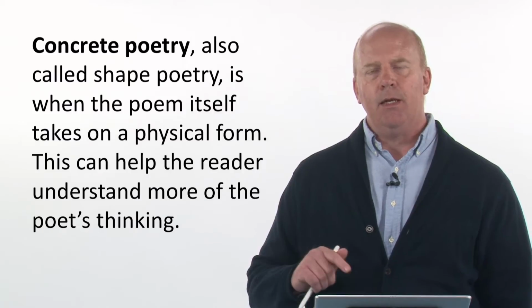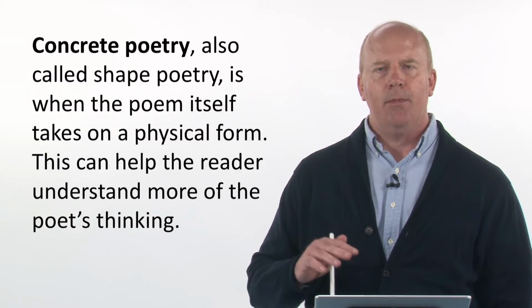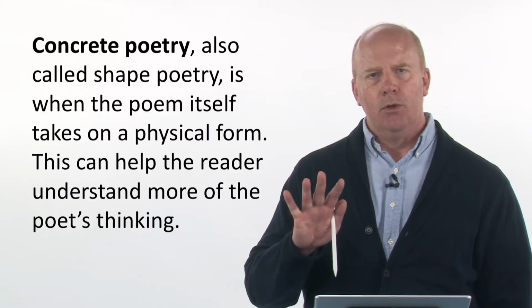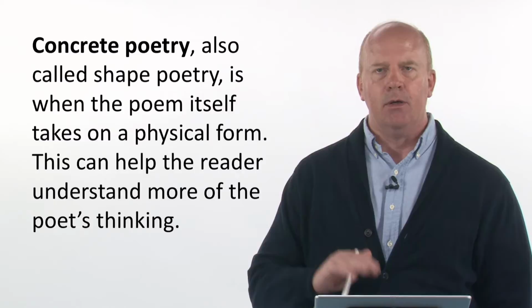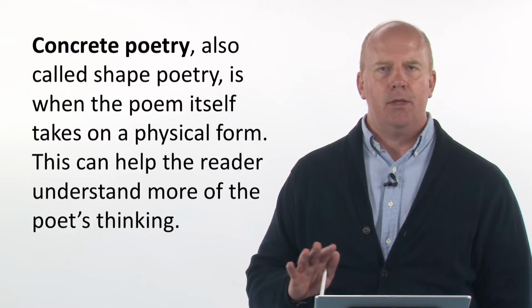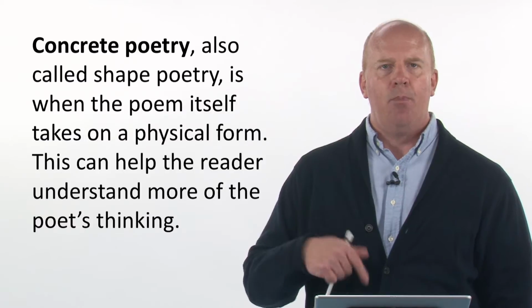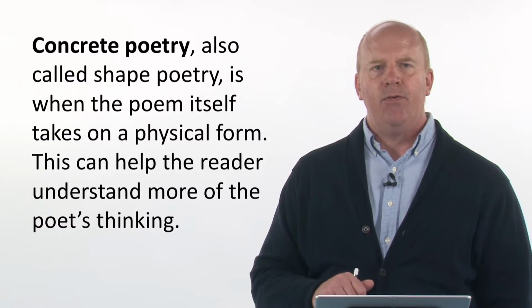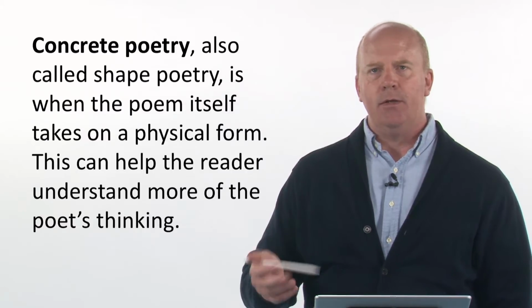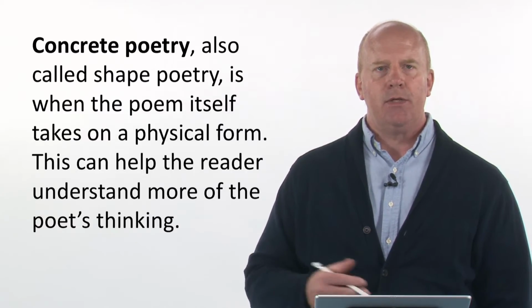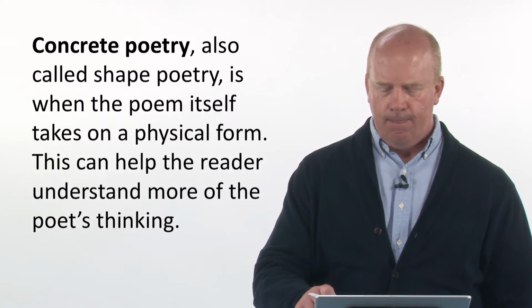Now at the very beginning of this section I explained that sometimes poetry, when you look at it, will visually be different. Obviously we can look at a stanza and see that, but there's something called concrete poetry. It's also called shape poetry, but this is when a poem itself takes on a physical form. But this is not just looking at it. It's fun to write and read, but this can also help the reader understand more of the poet's thinking.